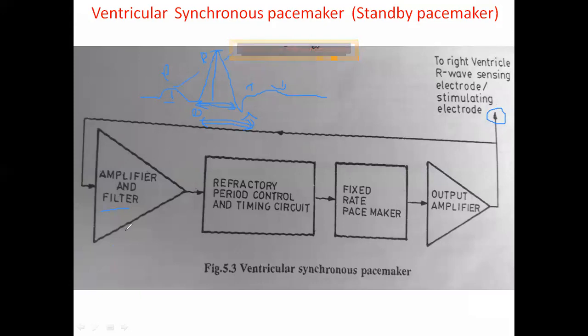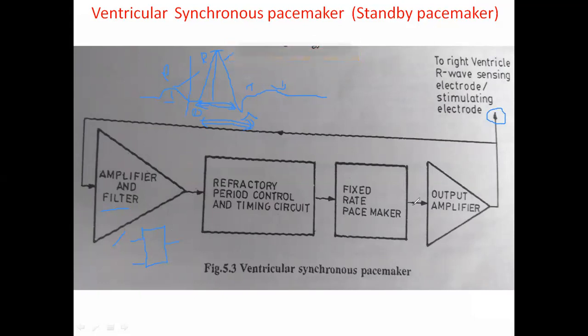The electrode senses both these waveforms, P and QRS. So at this filter stage, we cut off the P waveform and allow only the QRS waveform, and it should be amplified. After amplifying that signal, it is applied to the timer circuit. Here the timer circuit compares the time taken for the QRS waveform with the reference.